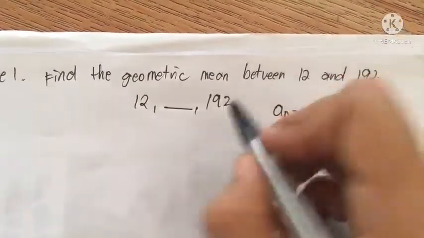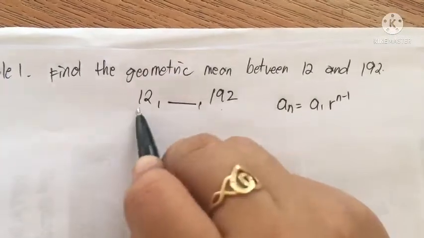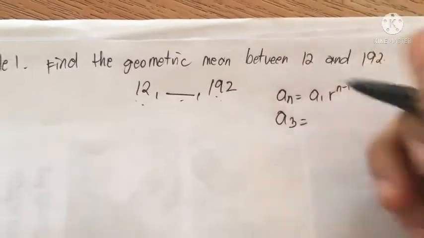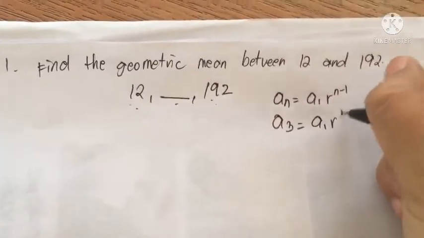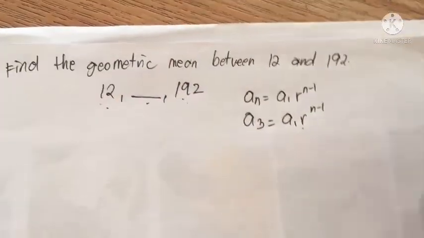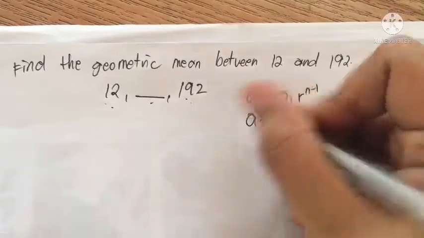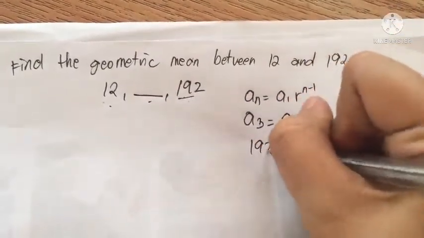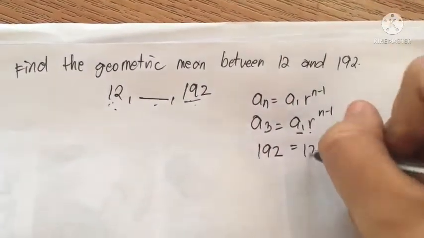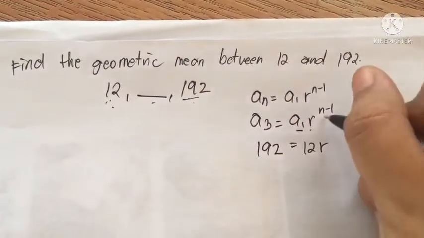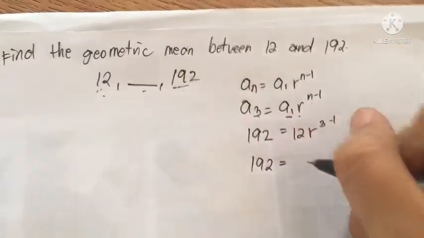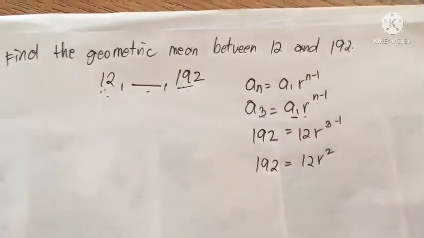So, yung a sub n natin, gagamitin natin tong third term at saka gagamitin natin yung first term. First, second, tsaka third. So, magiging a sub 3 is equal to a sub 1, first term, r^(n-1). So, hanapin natin dyan yung common ratio para mahanap natin yung second term natin. So, a sub 3 natin, that is 192, equal, ang a sub 1 natin, that is the first term, that is 12. R natin, siyang missing. Then, yung n natin, that is 3 minus 1. So, magiging 192 is equal to 12 r raised to 2.